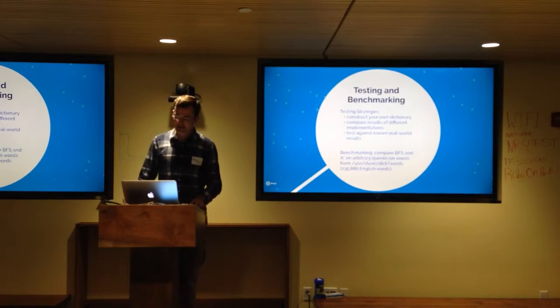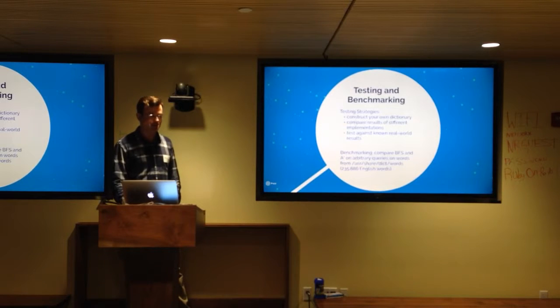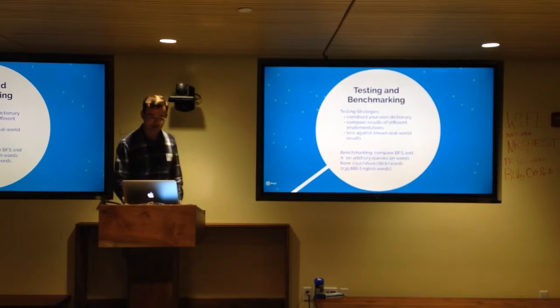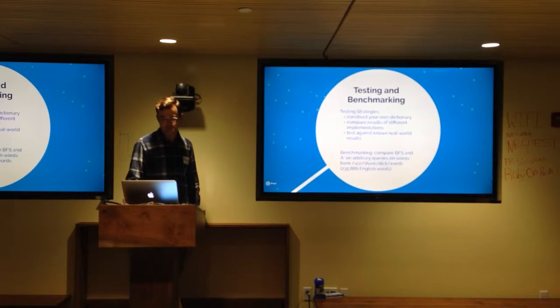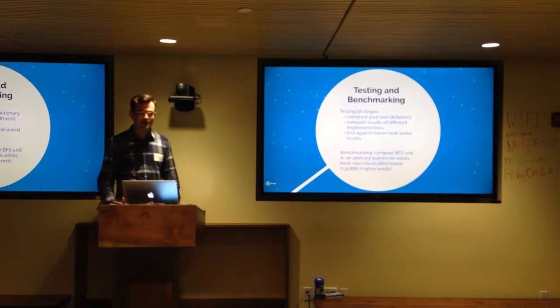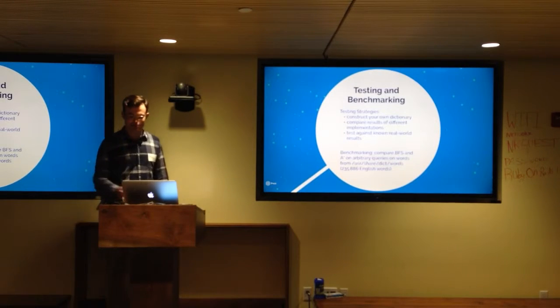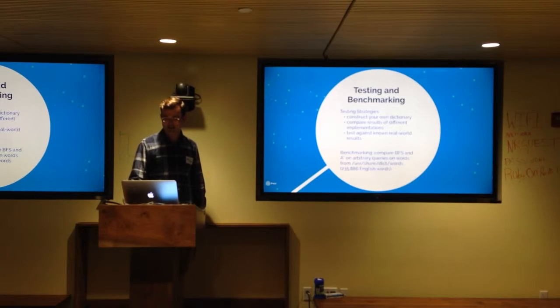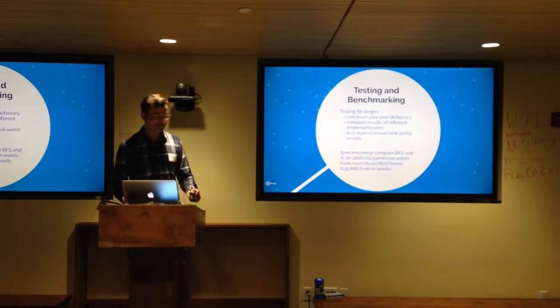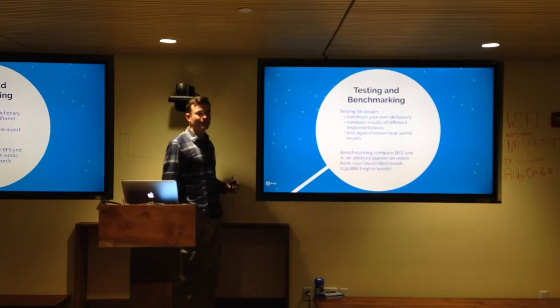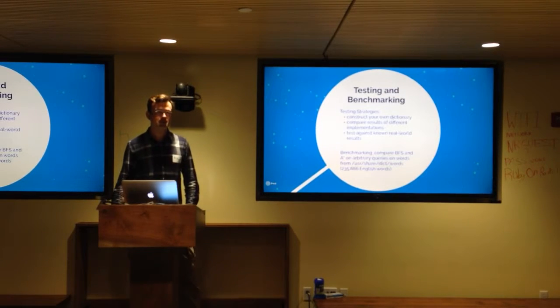So testing strategies. A classic testing strategy is to construct your own input so you know what the output should be. I constructed my own small dictionary when I was developing this, so I knew what the shortest path was between any two words. I just had like 20 words in my dictionary. It was easy to keep track of. Compare results of different implementations. Another sanity check is to make sure breadth first search and A star search both find shortest paths that are the same length. And test against known real world results. I knew cat to dog, I already knew what the shortest path looked like, so I was able to throw that into my real world test. I did a real world test against /user share dict words, which is a collection of roughly 250,000 English words.